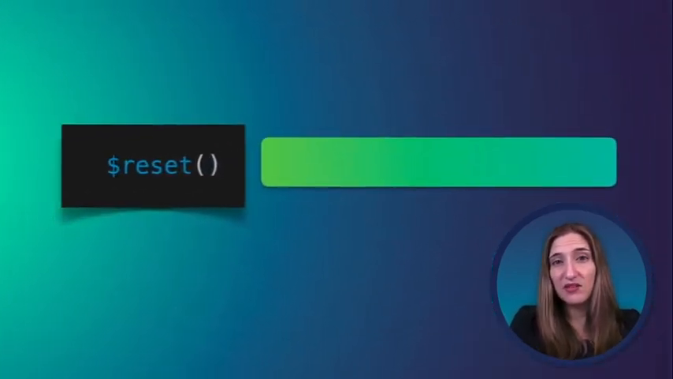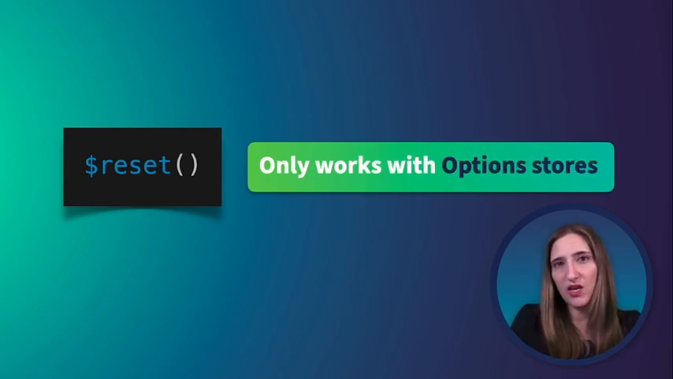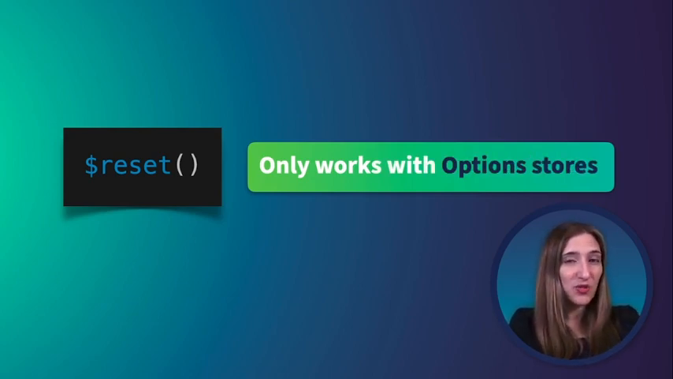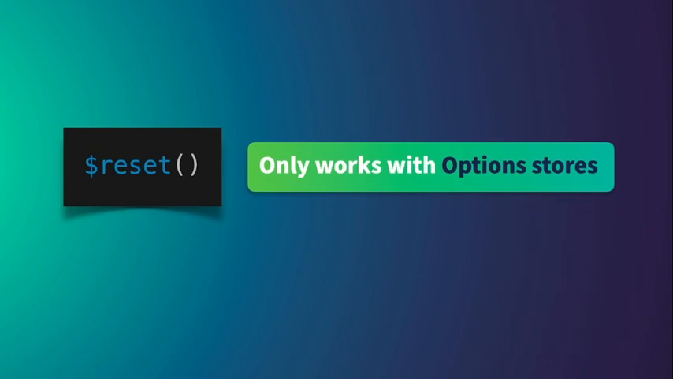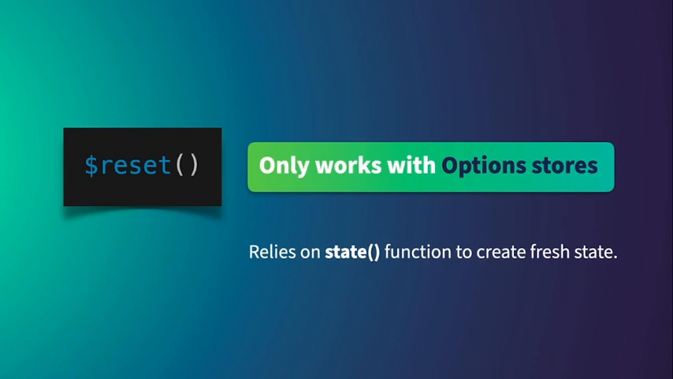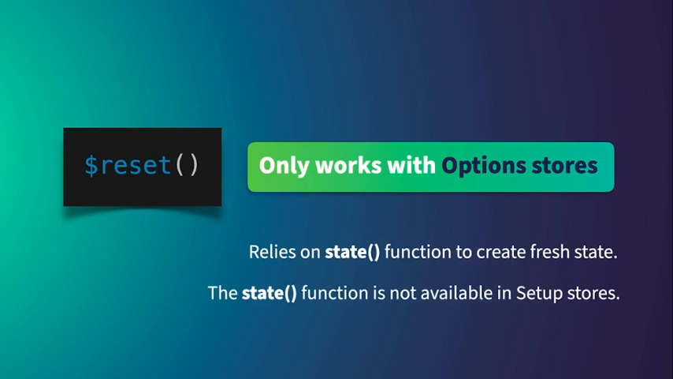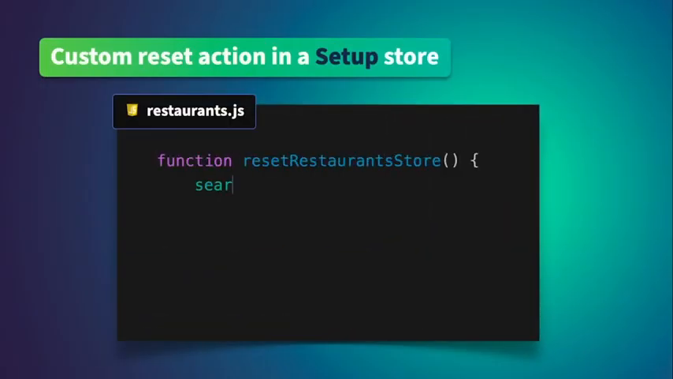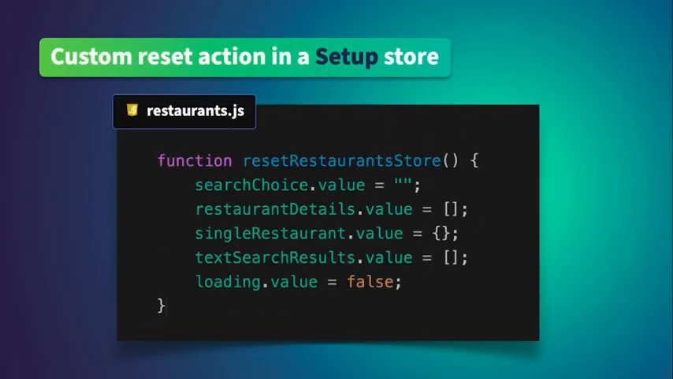Unfortunately, the reset method is not available with setup stores. This is one of the ways in which options stores have an advantage. This is because the reset method relies on the state function to create a fresh state, replacing the current store.$state with a new one. But we don't have access to that state function in a setup store. A workaround for this is to create your own reset method for an individual store, where we write an action that resets the entire store, like so.